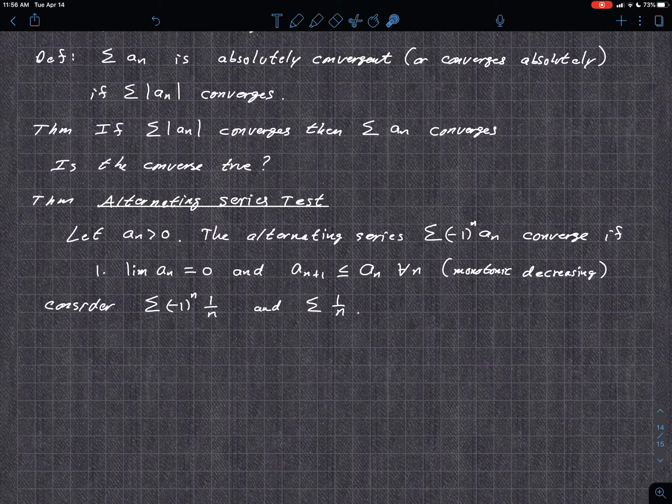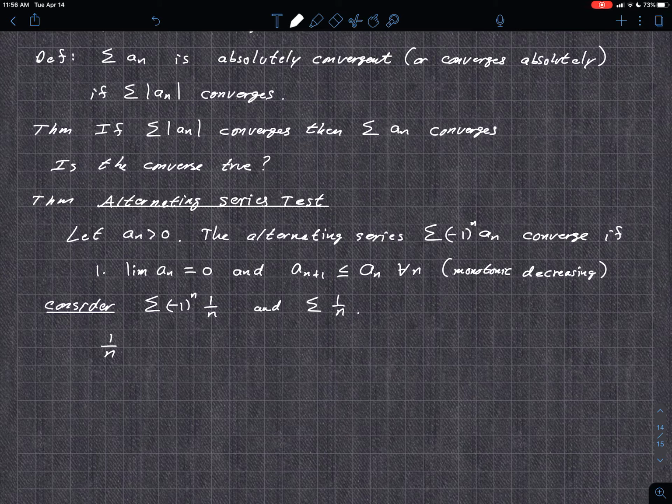If it wasn't alternating, that's not true, right? You can show counterexamples for that. So we want to look at, for this one, and consider the harmonic series. So the harmonic series we know diverges, right? But what about the alternating series? If you have that alternate, what happens? So that's really the question.